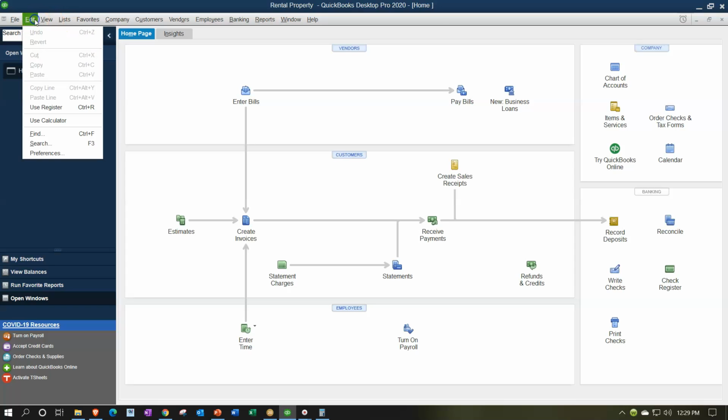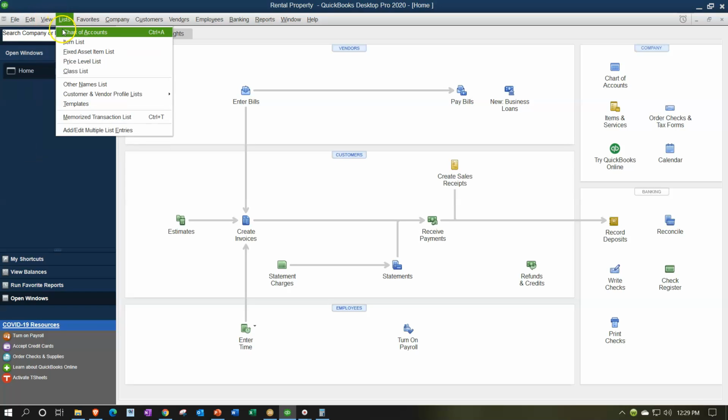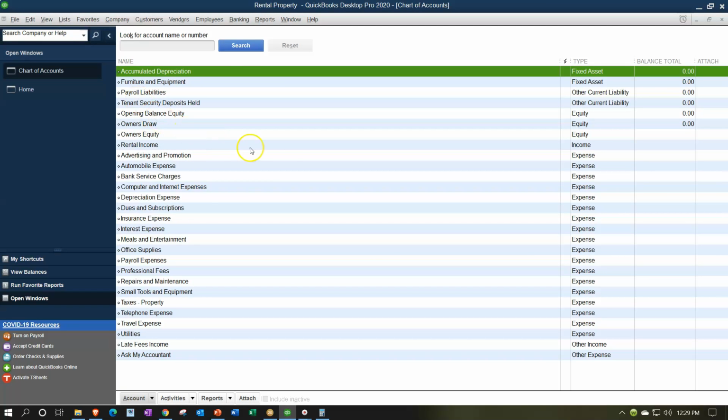So now if I enter some expenses here, I set up this. I'm going to go to the lists dropdown and the chart of accounts. So here's our chart of accounts, and I set up just a new account for rental property.